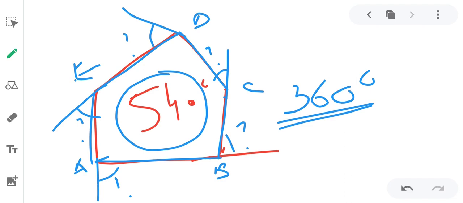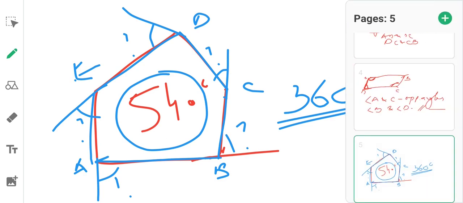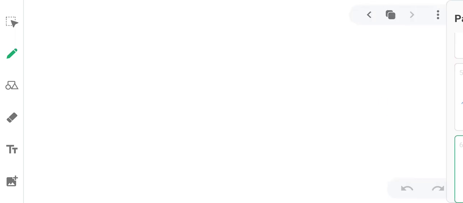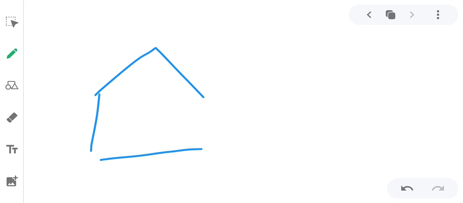Okay, this we can prove also. Again I will take the pentagon. So this is a pentagon. Say for example this is a regular pentagon. By regular pentagon I mean that the pentagon is equilateral and equiangular, that means this side is equal to this side, equal to this side, all the sides are equal and all the angles are equal.